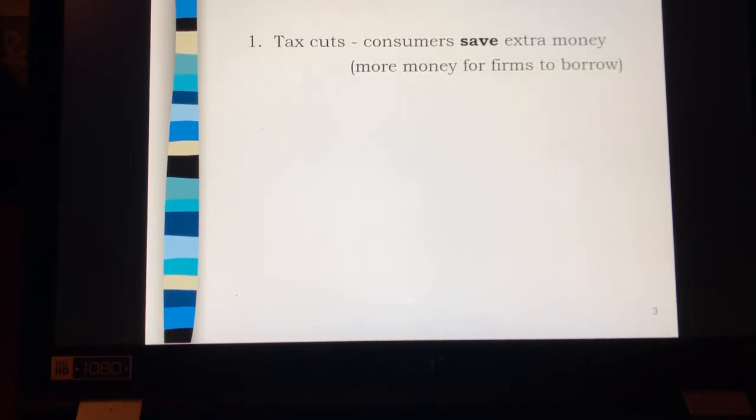If we cut taxes, consumers save money, they have money in their pockets, there's more money going into the bank, so banks have more money to lend. Thus, they could increase their aggregate supply. Their real GDP will increase as well.